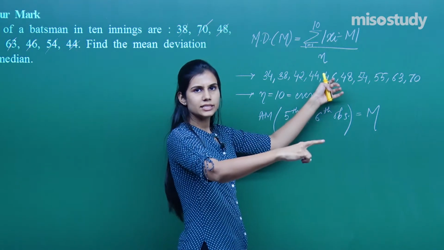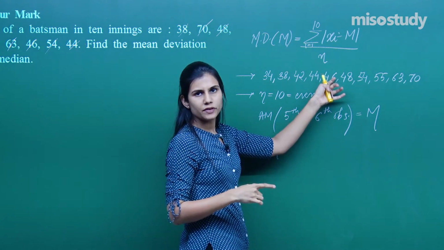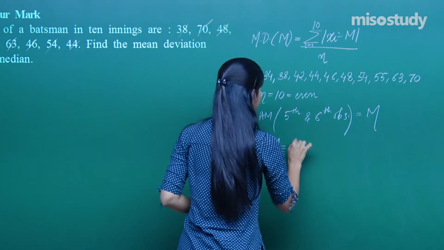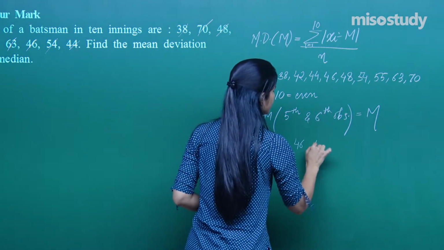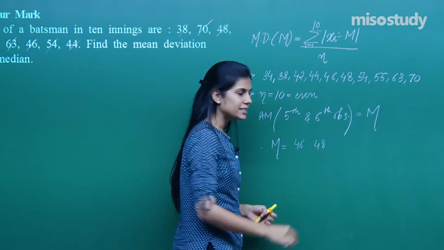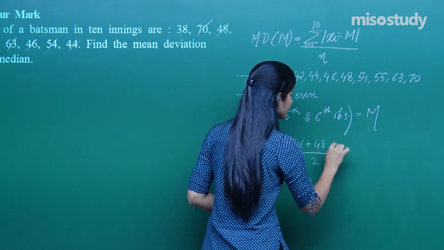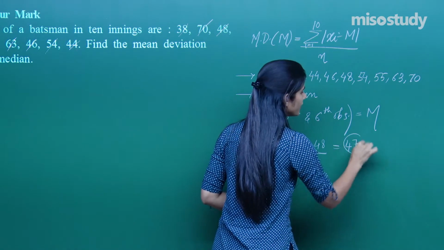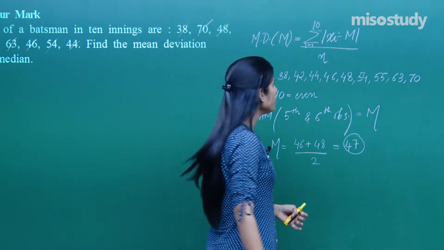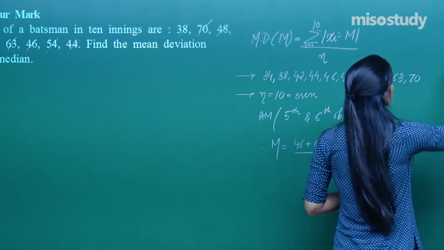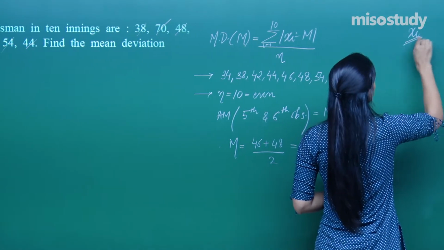When you have arranged in the ascending form, then you check out the 5th and the 6th term. 5th is 46, 6th is 48. Taking their arithmetic mean means adding them and dividing by 2, you get 47 as your median. The moment median is evaluated, now it's time to calculate the mean deviation.